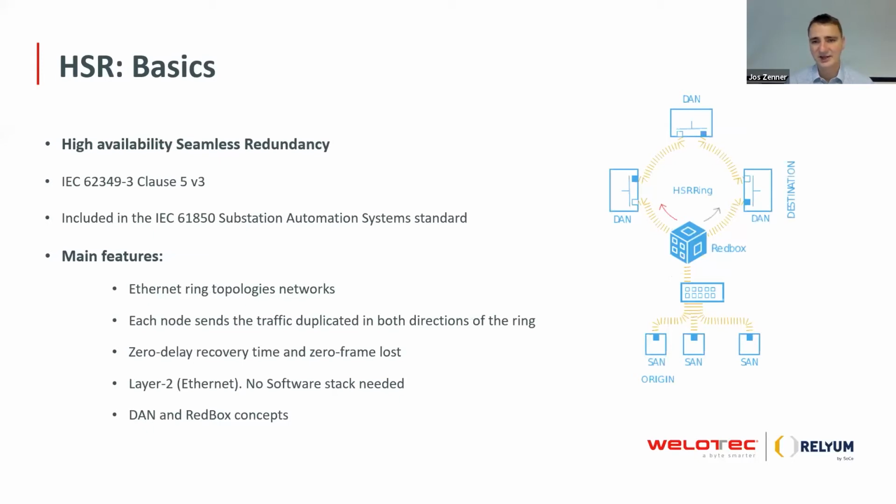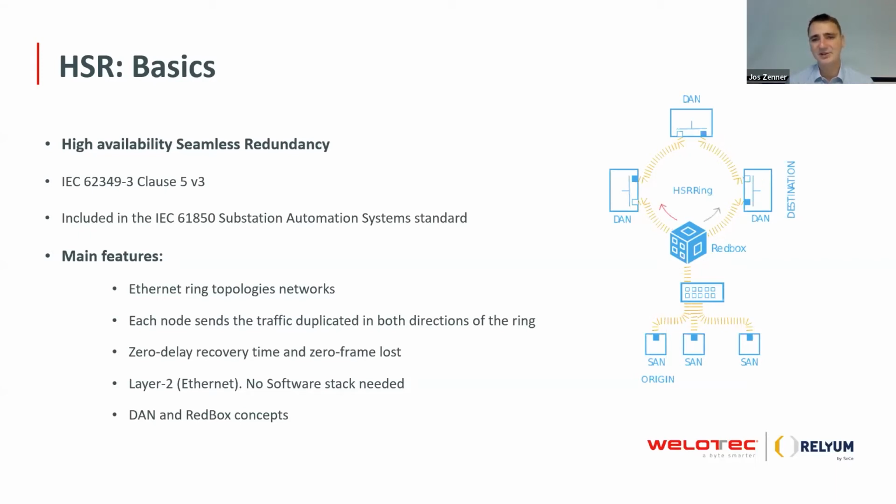Now let's talk about HSR. As you can see in the picture on the right side, HSR is also working with single attached nodes and dual attached nodes. So from the principle, it offers the same redundancy as PRP. But with HSR, we have a ring network. This means that we don't need additional switches or LANs. Every DAN is connected to the next DAN, and at the end over a red box, which means redundancy box, to the standard network.